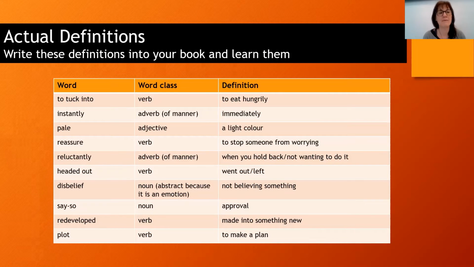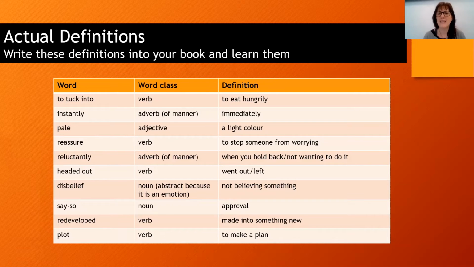You are reluctant. Headed out is a verb. It's got the ed ending, so it's a past tense verb, and it means went out or left, like left the house, headed out. Disbelief, it's a thing, it's a noun. It's an abstract noun, because it's an emotion or a state of being. You are in disbelief about something. You have disbelief about something. It's not believing something.